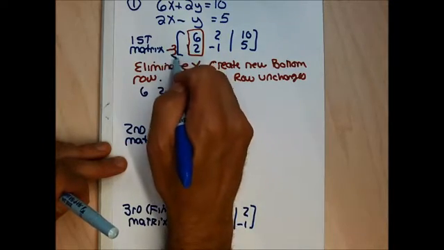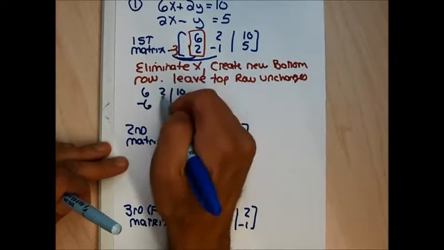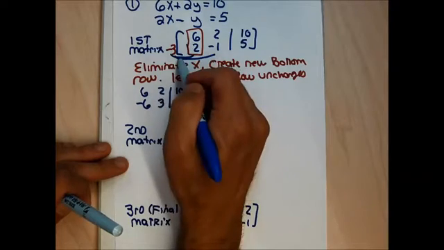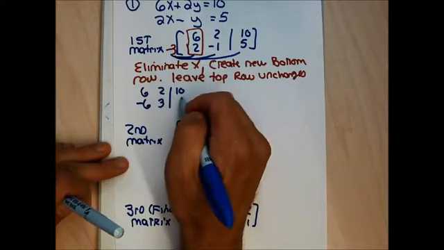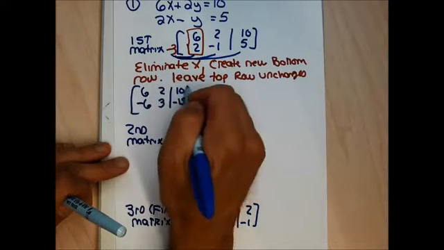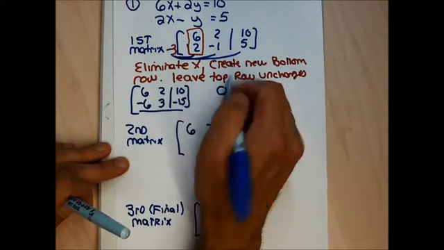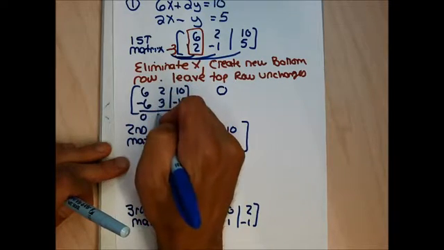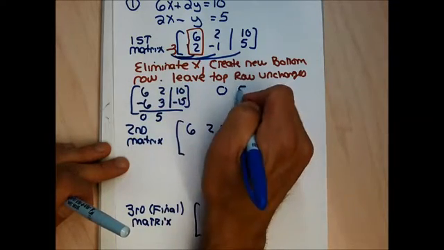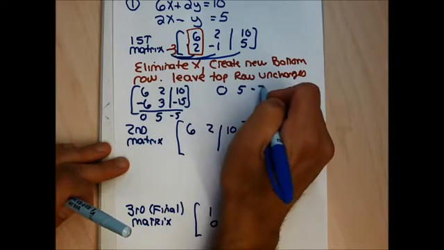Now for the bottom row, I'm going to go negative 3 times 2 and get negative 6. Negative 3 times negative 1 and get positive 3. Negative 3 times positive 5 and get negative 15. Add those together. 6 plus negative 6 is 0. 2 plus 3 is 5. 10 plus negative 15 is negative 5.